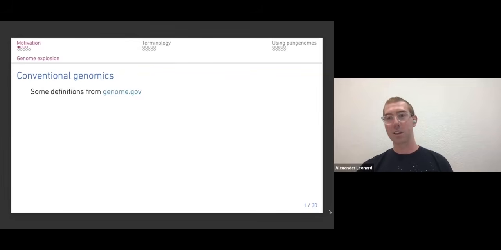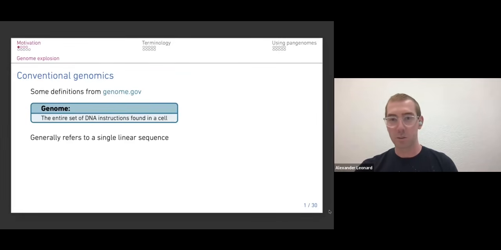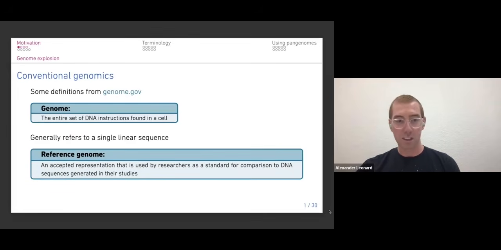So some basic definitions that we can take from genome.gov. A genome is just the entire set of DNA instructions found in a cell. When we talk about a genome, we typically talk about a single linear reference sequence. So even for something like human, which is a diploid genome, we essentially will talk about a human genome as a single linear reference. Of course, the reference genome here is defined as an accepted representation that is used by researchers as a standard for comparison to DNA sequences generated in their studies.